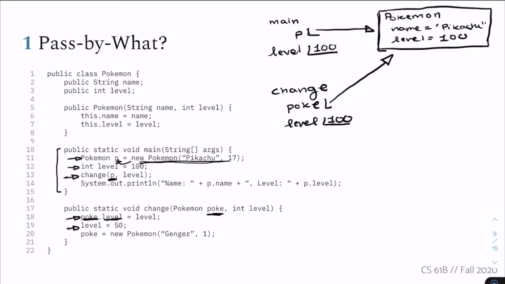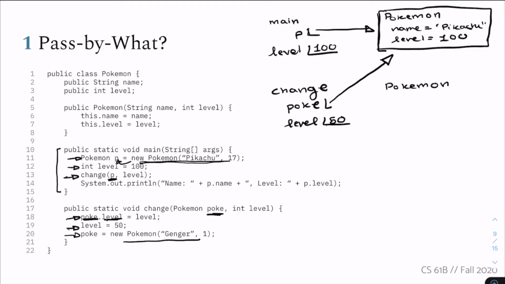Next thing we're going to do is just set level to 50. All this does is set this variable to 50. And like we talked about before, this doesn't change anything up here because level is self-contained within change. Now this third line is a little interesting. We haven't seen this before. First thing we do, always evaluate the right side. So we're going to create a new Pokemon object.